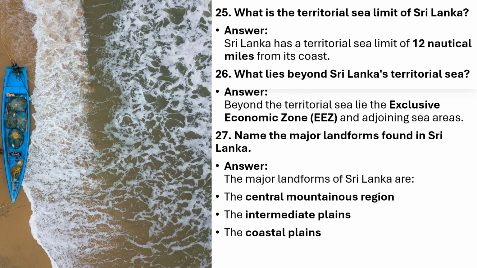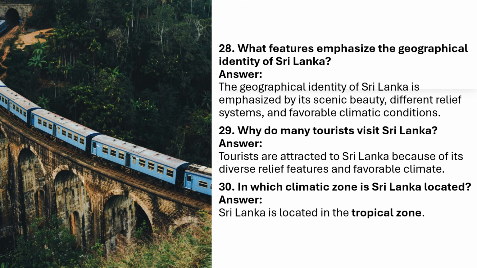Name the major landforms found in Sri Lanka. Answer: the major landforms of Sri Lanka are the central mountainous region, the intermediate plains, and the coastal plains. What features emphasize the geographical identity of Sri Lanka? Answer: the geographical identity of Sri Lanka is emphasized by its scenic beauty. Different relief systems and favorable climatic conditions also emphasize the geographical identity of Sri Lanka.